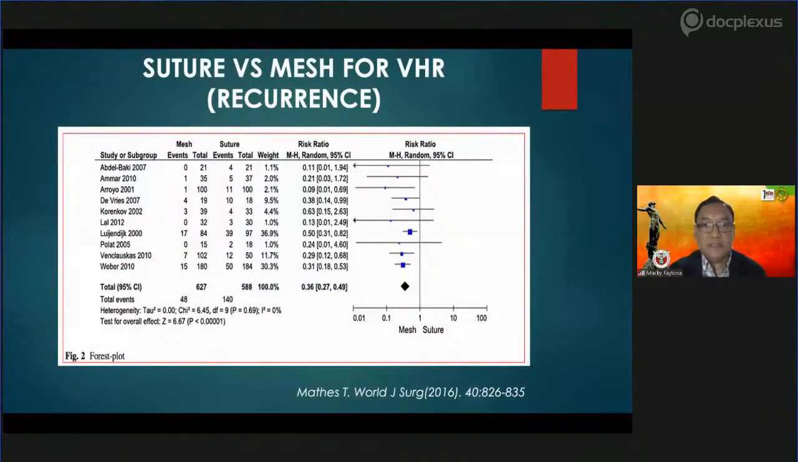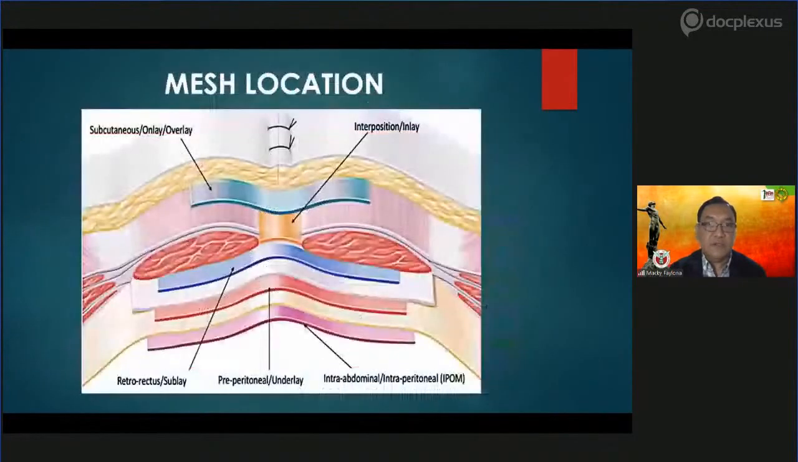So this is just a slide to show you that mesh repair definitely has an advantage in the management of incisional hernias. In this consensus publication from the IHC, it basically tells us that there are several places where we can put the mesh, and the most popular placements are either the sublay or the underlay, or the IPOM.